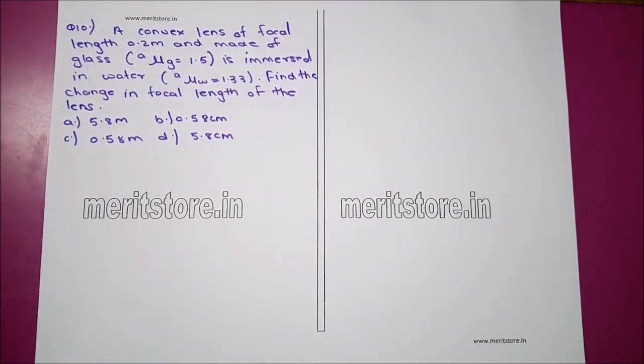A convex lens of focal length 0.2 meters and made of glass, the refractive index of glass with respect to air is given as 1.5, is immersed in water of refractive index of water with respect to air 1.33. Find the change in focal length of the lens. The options given are 5.8 meters, 0.58 centimeters, 0.58 meters and 5.8 centimeters.